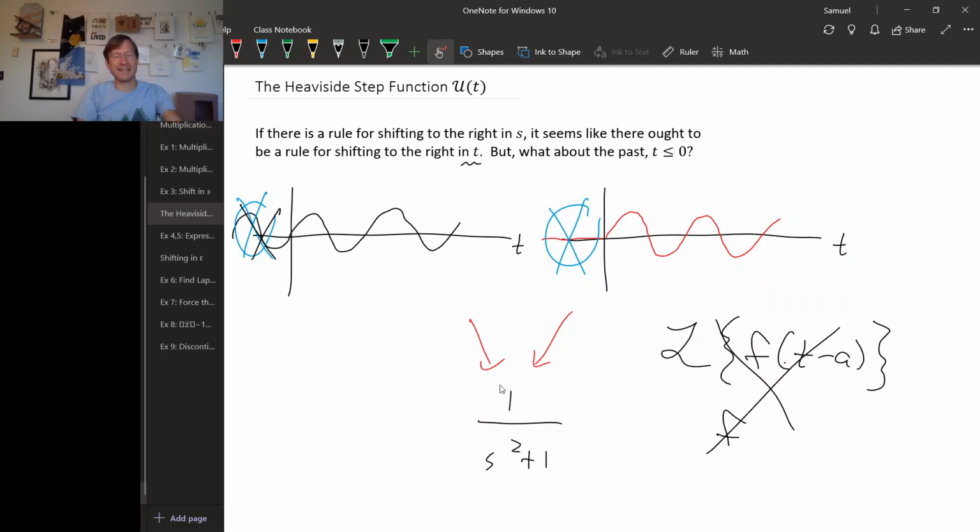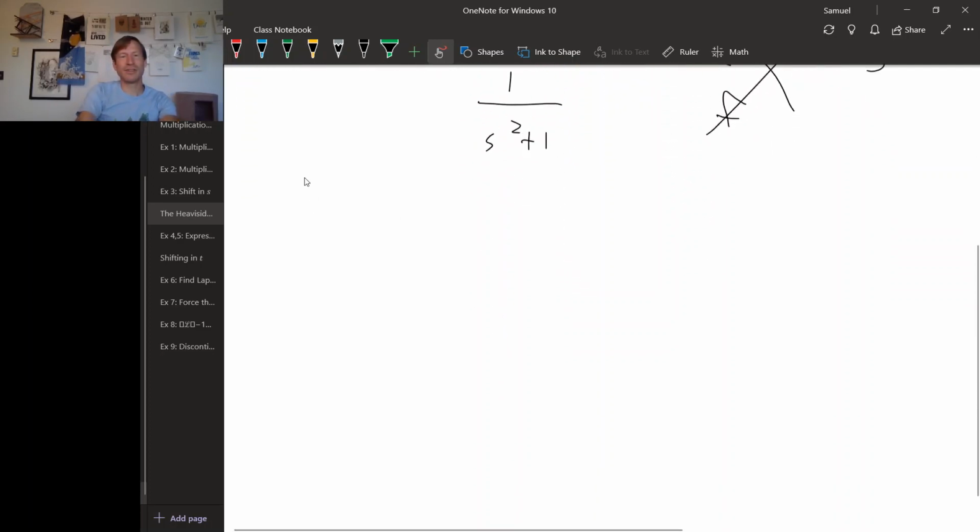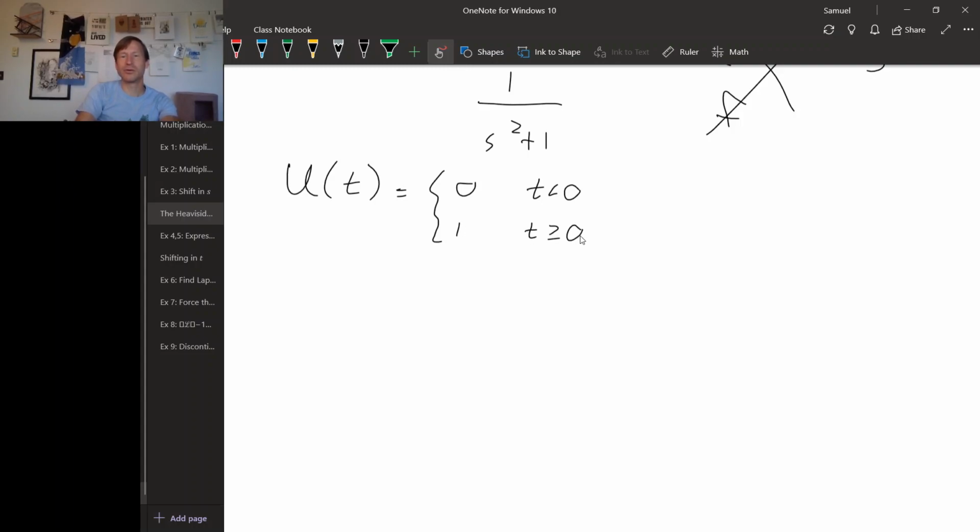And the way to do that is with a function called the Heaviside step function. It's usually denoted u of t, often with a script u. I'm not sure why u, but that's the traditional letter for it. The function u of t just chops off the past, essentially. So it's 0 if t is less than 0, and it's 1 if t is greater than or equal to 0. So this function is 0, and then at t equals 0, it jumps up to 1.